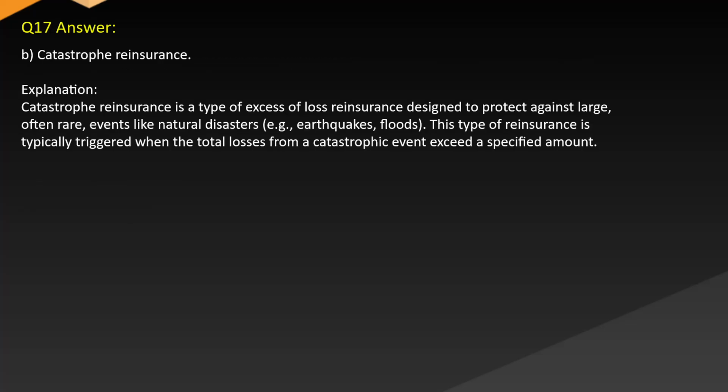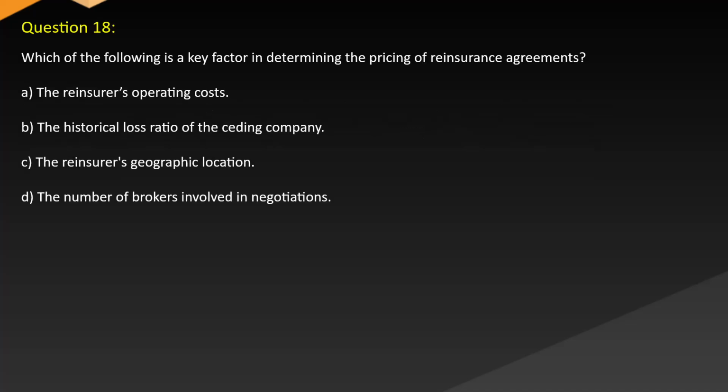Answer B. Catastrophe reinsurance. Explanation. Catastrophe reinsurance is a type of excess loss reinsurance designed to protect against large, often rare, events like natural disasters, e.g., earthquakes, floods. This type of reinsurance is typically triggered when the total losses from a catastrophic event exceed a specified amount. Question 18. Which of the following is a key factor in determining the pricing of reinsurance agreements?